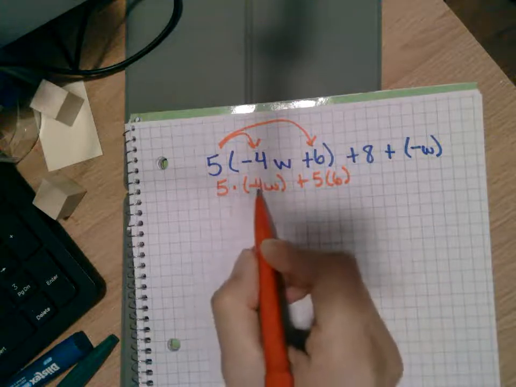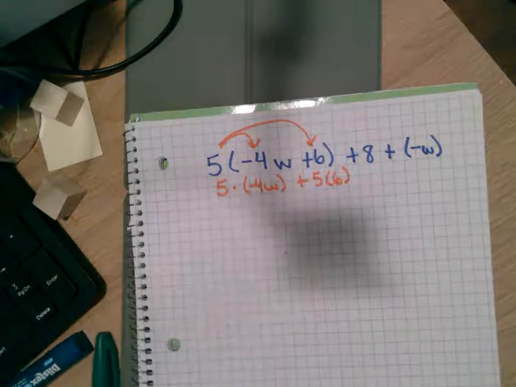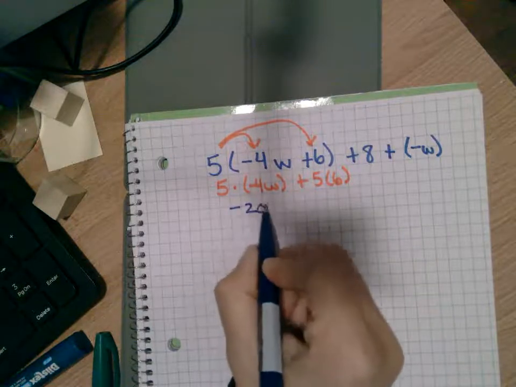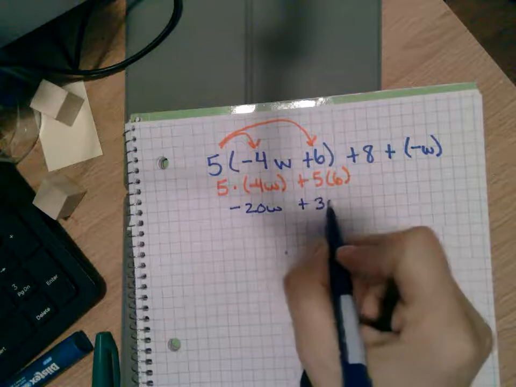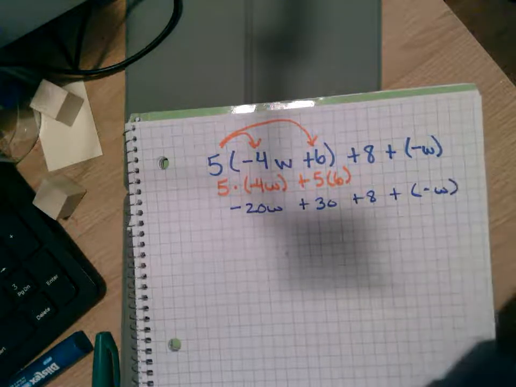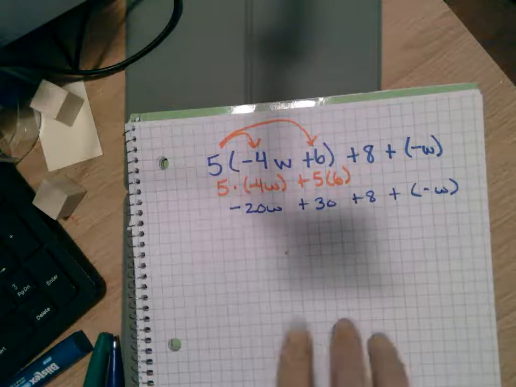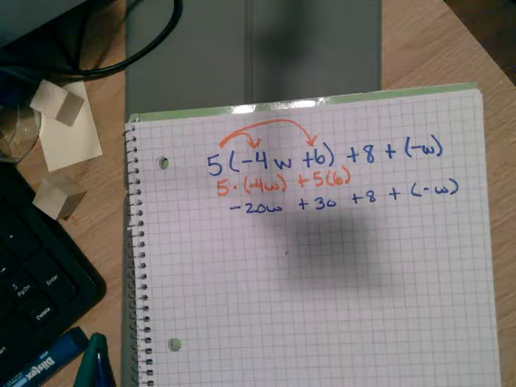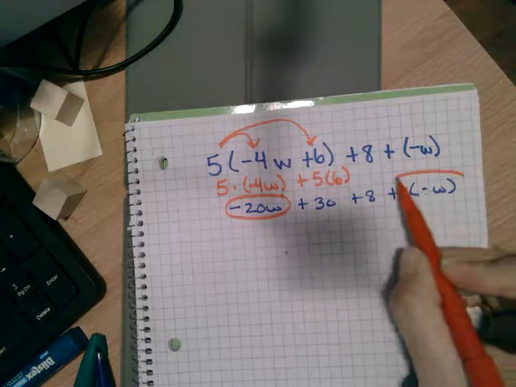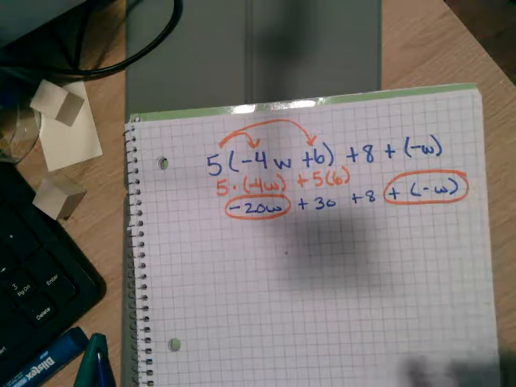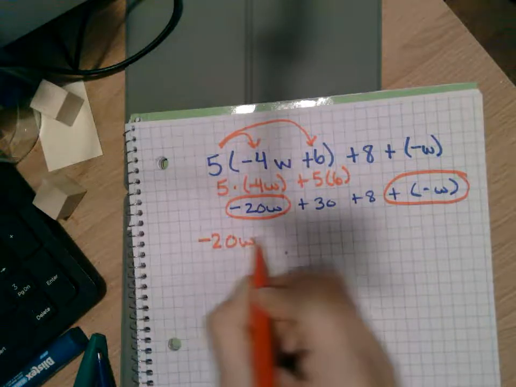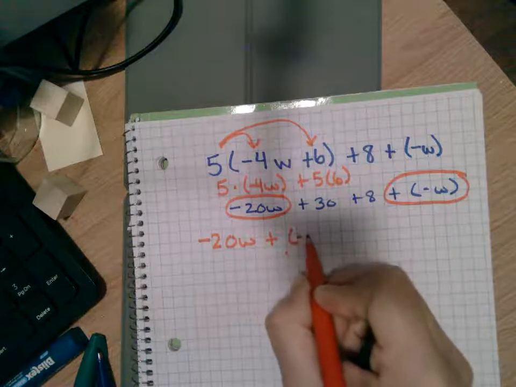So 5 times negative 4w would give you negative 20w plus 30 plus 8 plus negative w. All right, so we're going to combine this and this together because they both have w's. So it would be negative 20w plus negative w.